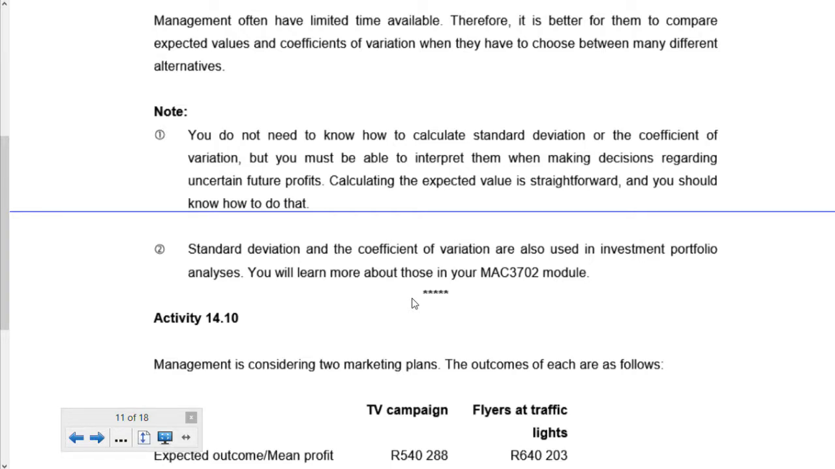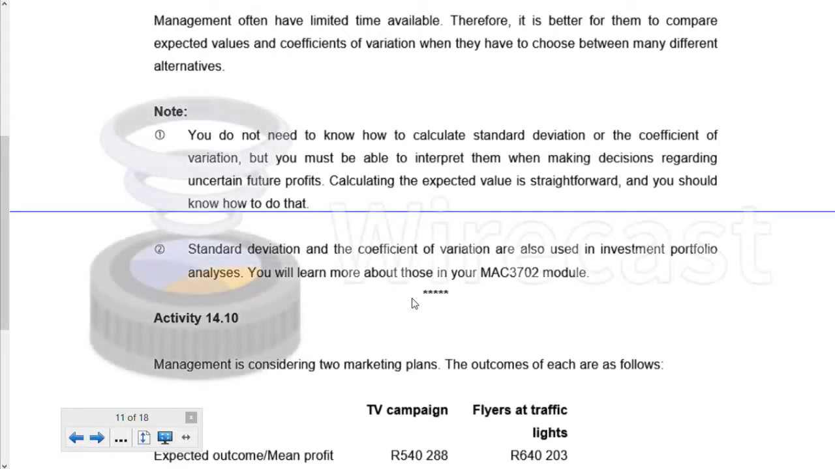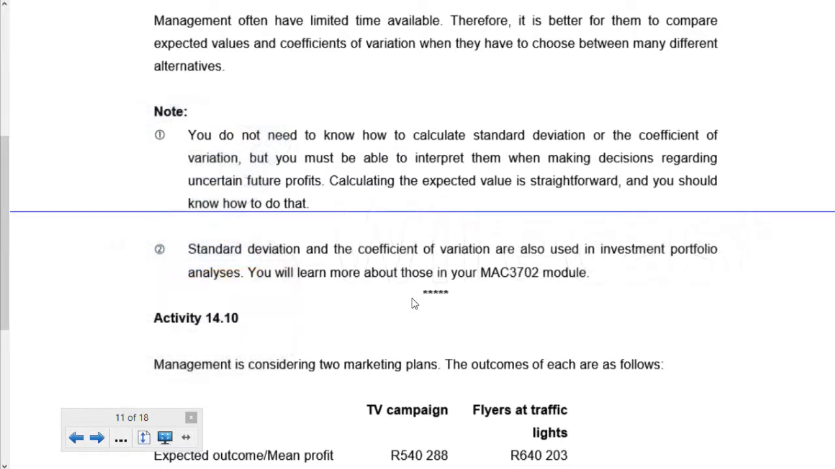Calculating the expected value is straightforward, and you should be able to do that. That's when I just take 70% of 100 and 30% of 20. Yeah? That's something that we did even in second year, I think. This is a demonstration of standard deviation and Wirecast. Coefficients of variation are also used in investment portfolio analysis, and you'll learn about these in MAC3702. I think I say this in 3702 also.